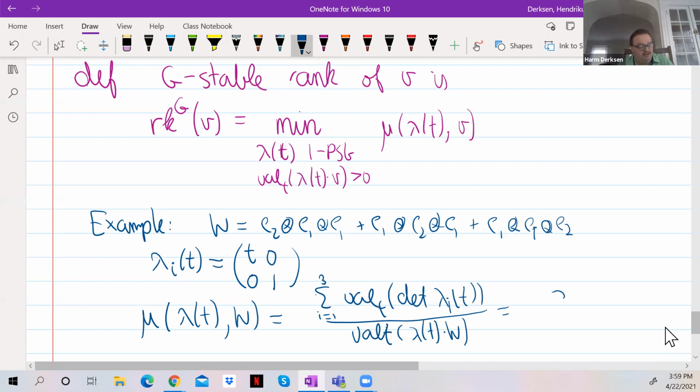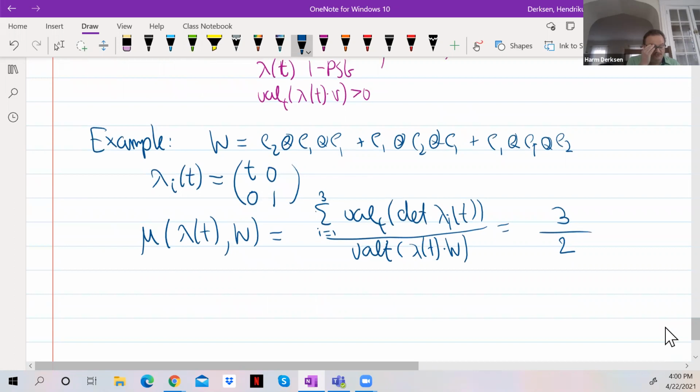And the denominator, the valuation of lambda(t) applied to w: each of these terms, e1 is multiplied by t and e2 is multiplied by one, so this whole thing w is actually just multiplied by t squared. And so this valuation is just two. So the slope is 3/2, which shows that the G-stable rank of w is less than or equal to 3/2. But actually it's equal.